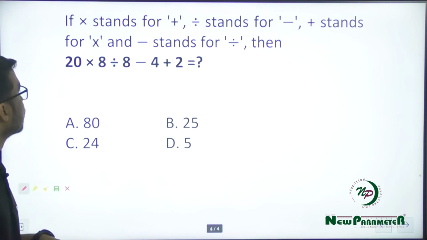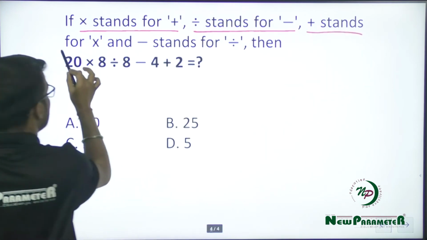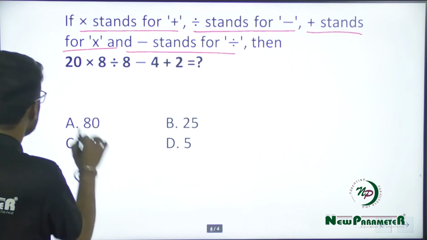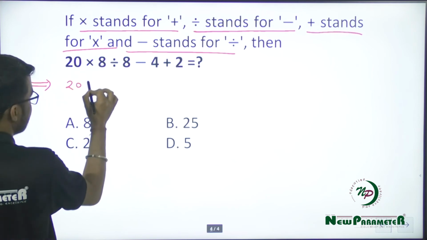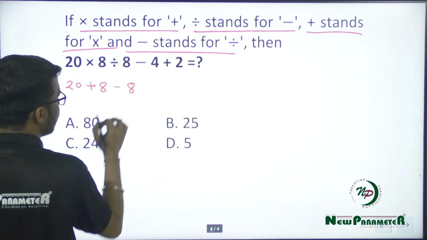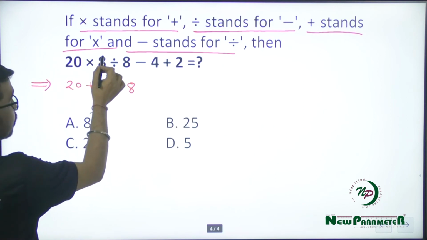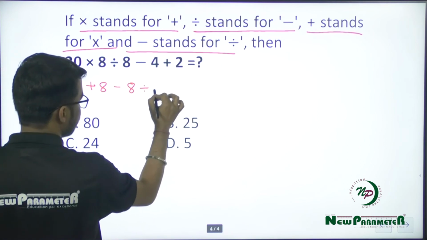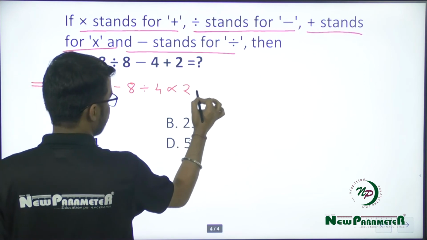In this question, multiply stands for plus, divide stands for minus, plus stands for multiply, and minus stands for divide. Then I have to find out the solution for this. I will be changing this equation according to the instructions. Multiply stands for plus, so 20 multiply 8 would be 20 plus 8. Divide stands for minus, so 8 divided by 8 stands for 8 minus 8. Minus stands for divide, so 8 minus 4 would be 8 divided by 4, and plus stands for multiply, so 4 plus 2 will be 4 multiplied by 2.